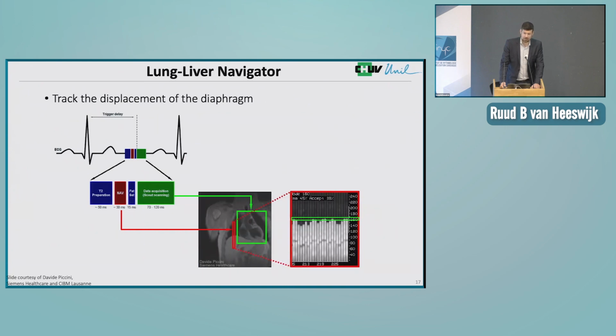But as you can see, you have basically an acceptance window in green there. And only when the navigator detection falls within this green window, then you will acquire data. But this is basically the transition from the lung to the liver. So lung is dark, liver is bright signal. This is very simple for any even older computer to detect. And so you can really inform your acquisition based on this.